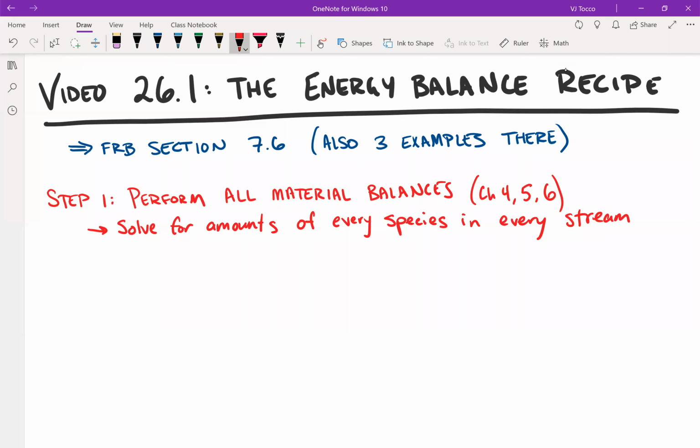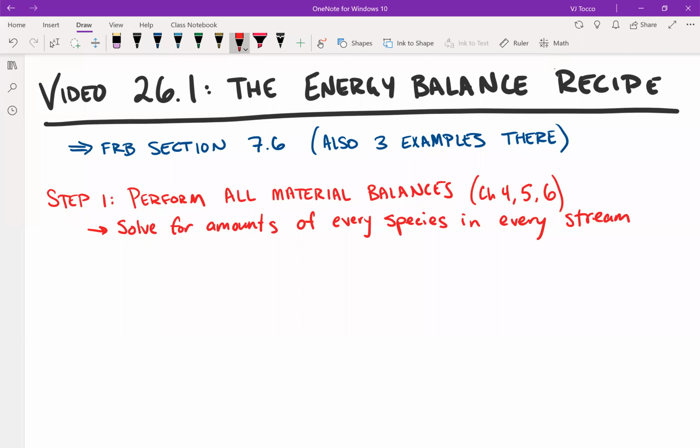When I say to solve the material balances, I mean that we want to solve for the amounts of every species in every stream. With caveats, of course. Remember that not every problem will require that you solve for every single variable. But in general, you'll want to know the amount of things if you want to perform energy balance on them.